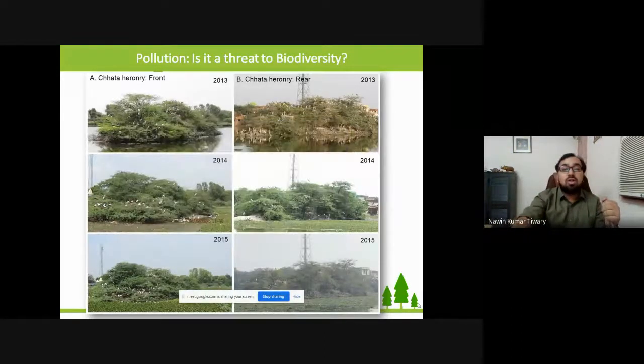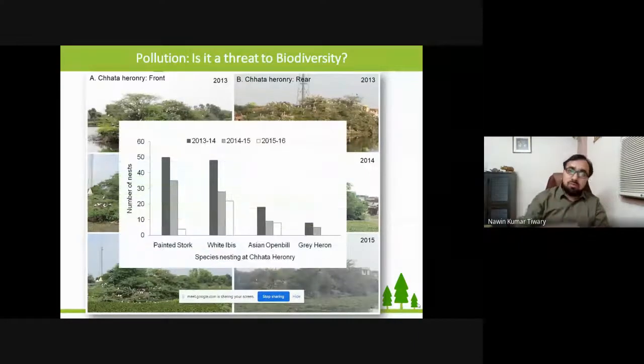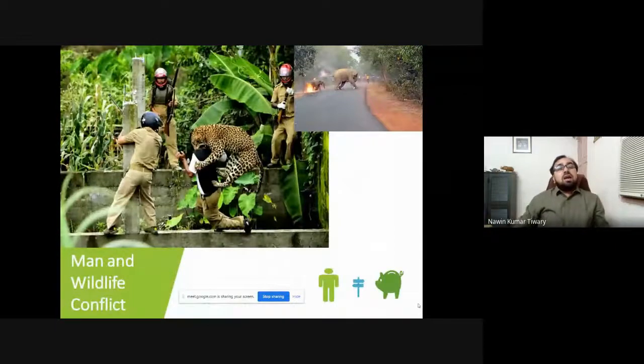What has happened in this pond is all the pollution load is coming into the pond, and due to the eutrophication and the growth of eichhornia, you can see the entire pond has actually turned into a vegetated body. So the pollution in a water body, decline in habitat, is translating into the decline in population of different species, very much evident from this figure. So that's another aspect. Now we will quickly talk a little bit about these conflict issues, and that will be the end of this unit, this section.